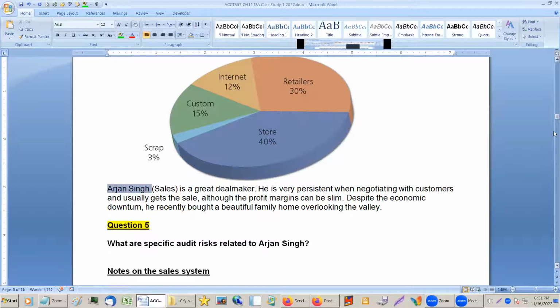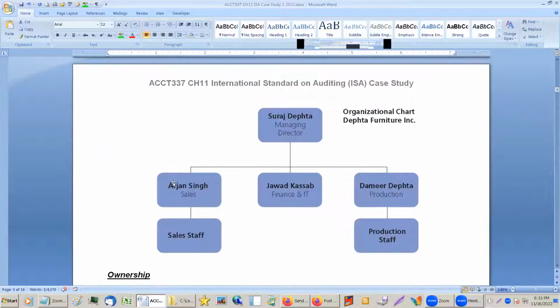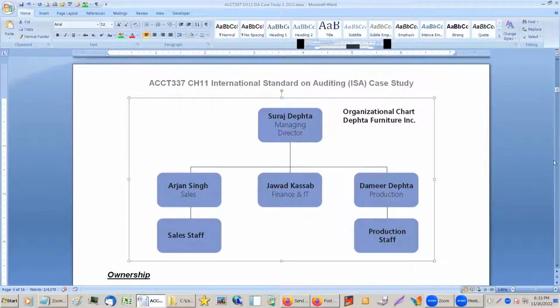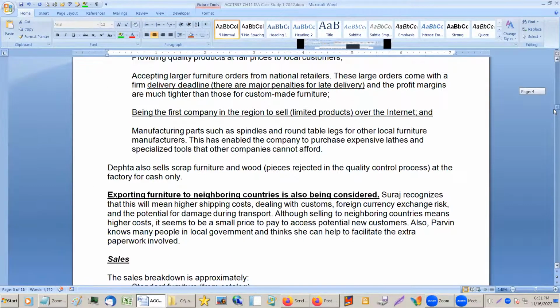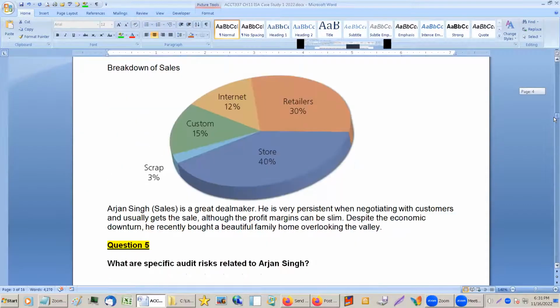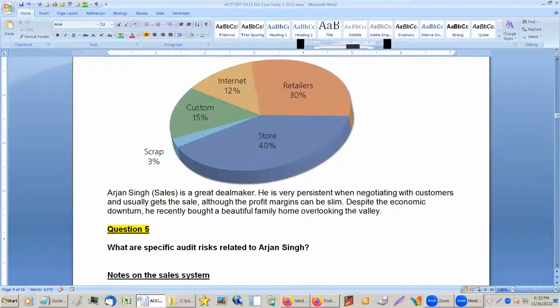Arjan. And you recall Arjan is here, the sales director, I guess you'd call him. Is a great deal maker. He's very persistent in negotiations with customers and usually gets the sale, although the profit margins can be slim. Despite the economic downturn, he recently bought a beautiful family home overlooking the valley.